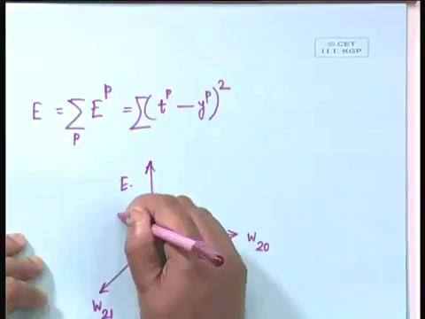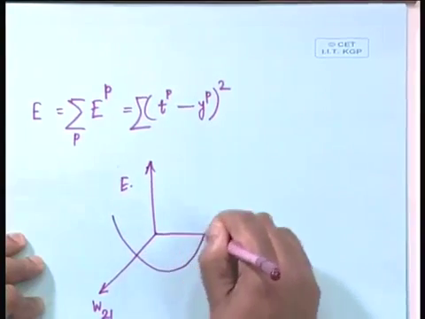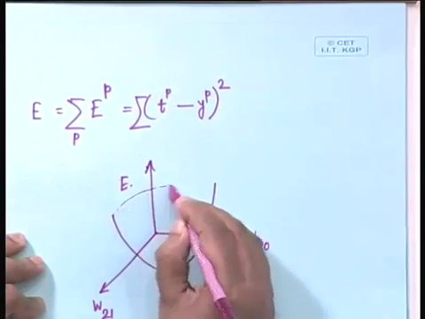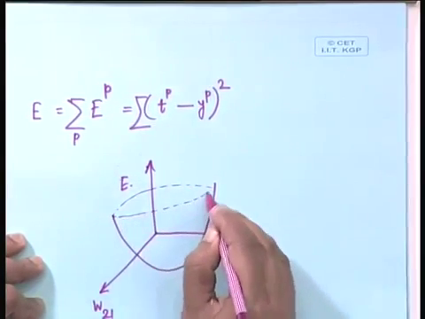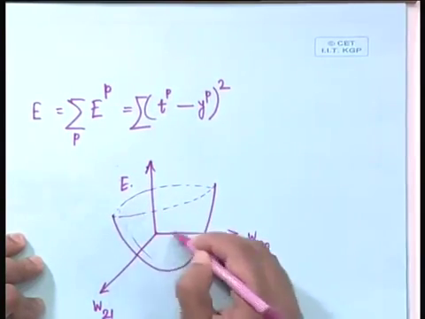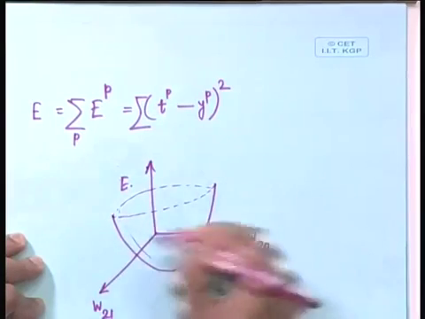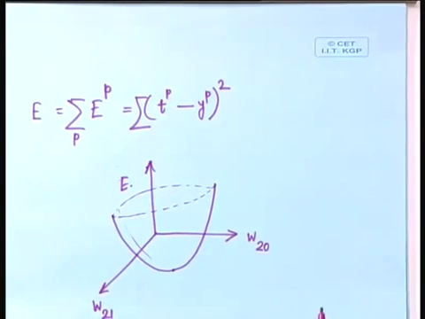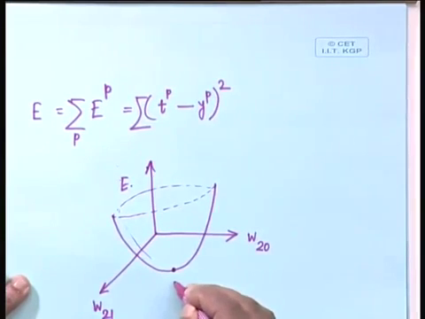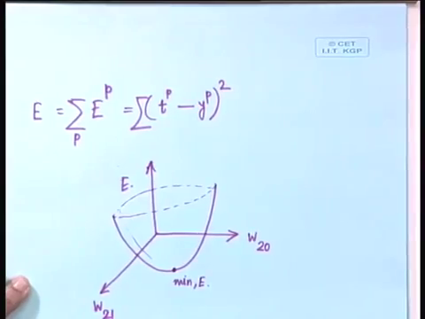So it will ultimately be a surface like this, okay. It is a 3D surface that can be imagined to be like this. You can imagine that this is a 3D surface which will result out of all the possible values of W20 and W21, and there will be one particular point where we are going to get the minimum E, and that is the point which we want to reach.